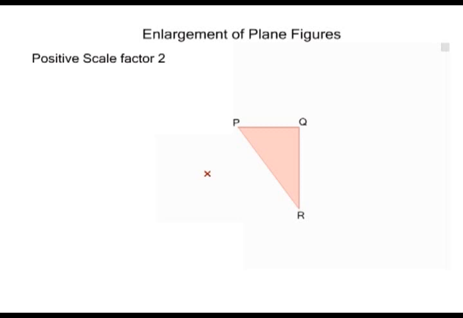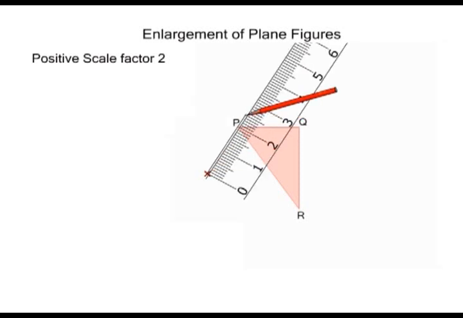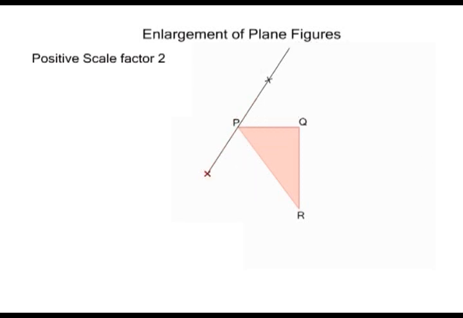First, draw a projection line from X to one of the vertices and extend it. We measure the distance XP. It's 2 centimeters. Scale factor is 2, so we double that distance and we get 4 centimeters. Notice that all distances are measured from the center of enlargement, and that is point P prime.